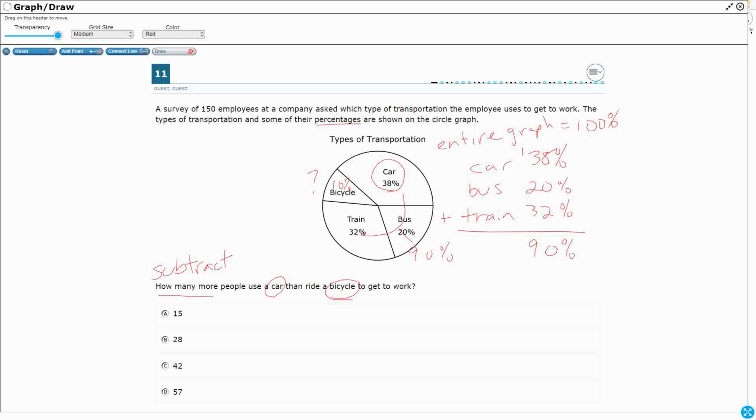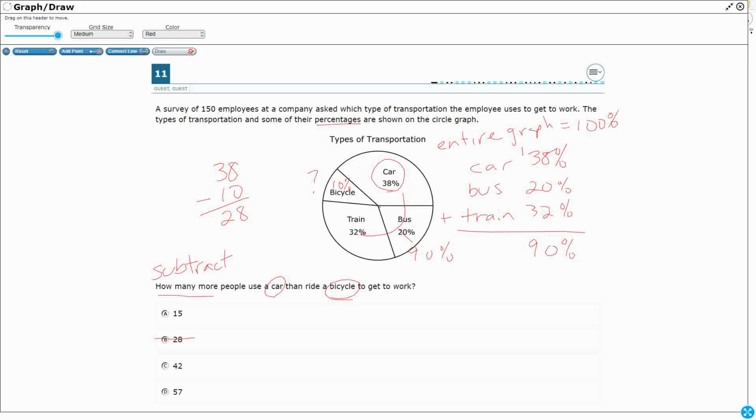And they did draw it to scale, and if you double the bicycle, you'd get the same as the bus, and that kind of makes sense. All right, so we've got 10%. So how many more people use a car than ride a bicycle? If you're thinking, oh, that's pretty easy, that's 38 minus 10 equals 28, you are actually incorrect.